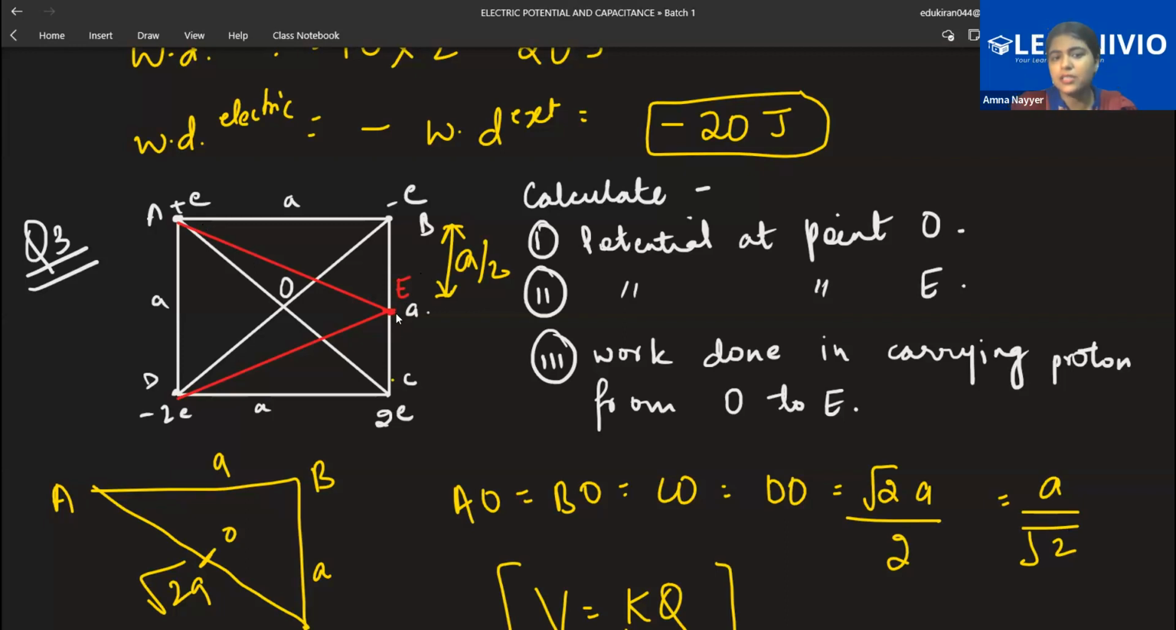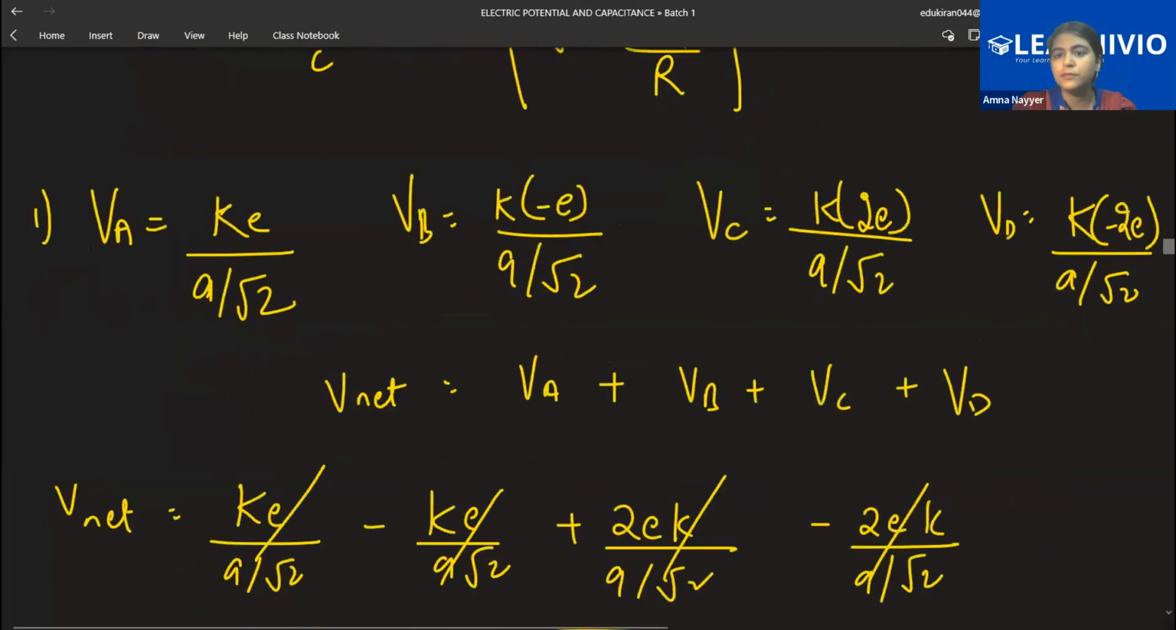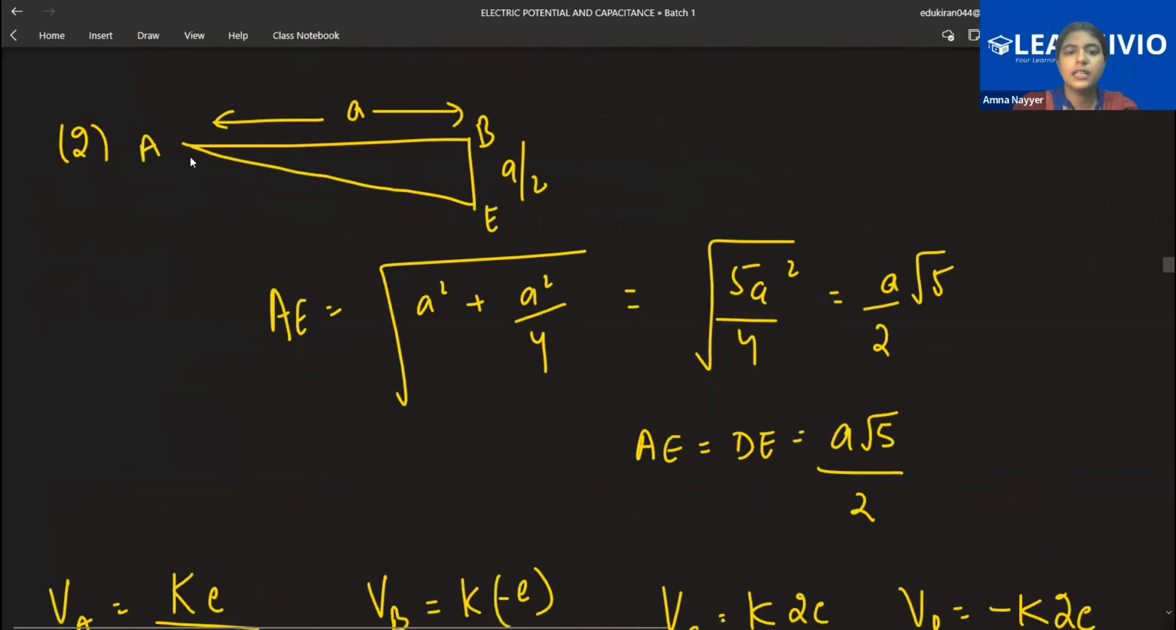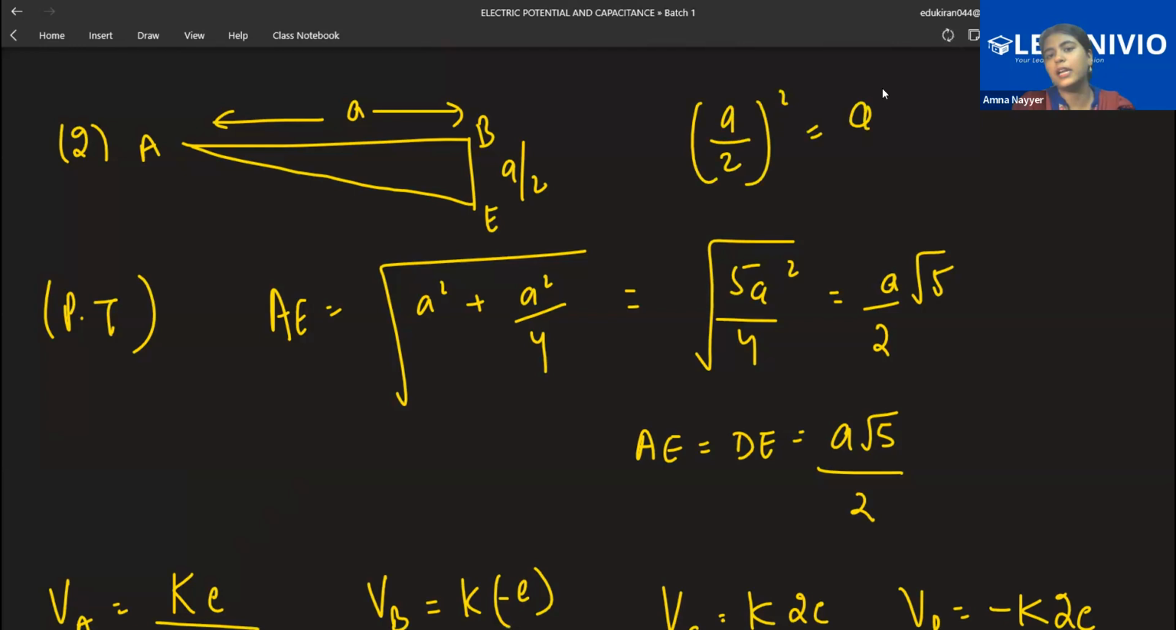Then this separation, A by 2. So basically we need these separations. So what we'll do, look here, class. This is A by 2, this is AE. So we'll use our Pythagoras theorem, under root A square plus A by 2 whole square. What is A by 2 whole square? It is A square by 4. That's what has been written. So the answer is A root 5 by 2.